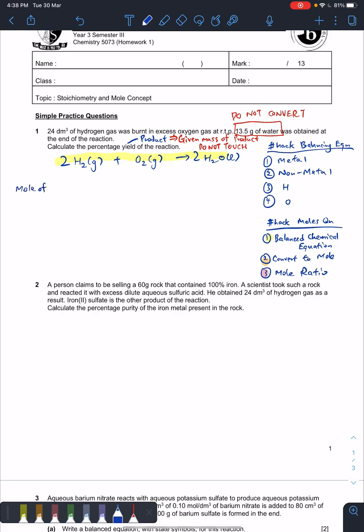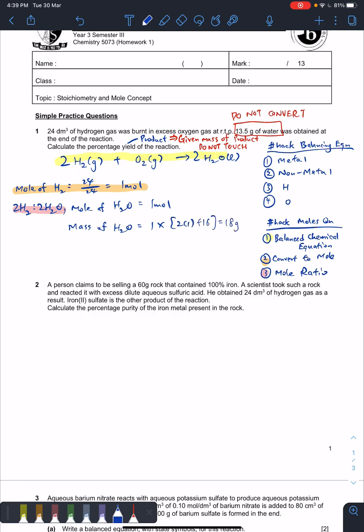So mole of hydrogen gas is 24 dm cube divided by 24 dm cube equal to 1 mole. And with that, you have the second point. Then you will use the mole ratio. So 2H2 is to 2H2O. So the mole of water would be the same, 1 mole. Alright. Then you're almost there. Mass of H2O is 1 times 2 bracket 1 plus 16 is equal to 18 gram.